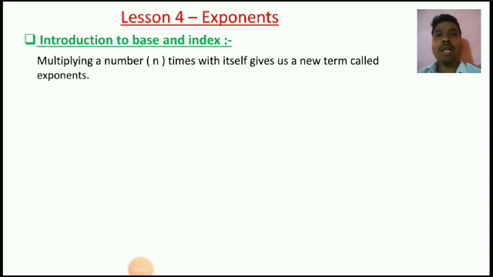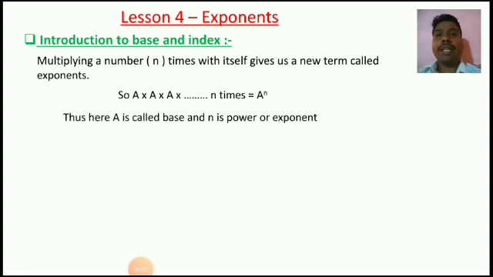Suppose a is a number, we multiply this number n times, so we get a term a raised to n. In this case a is a base and n is a power or exponent. So we write exponent in the form of a raised to n, where a is a base and n is the exponent.